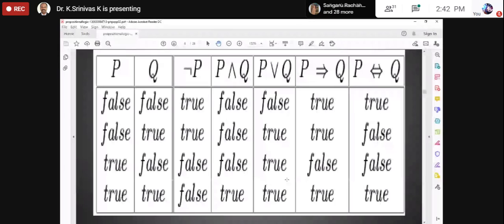So bidirectional: I did not give you anything, you did not give me anything, true. I gave you money, you gave me, true. I don't give you money, but you give me money, false. I give you money, but you don't give me money, ethically it is false.